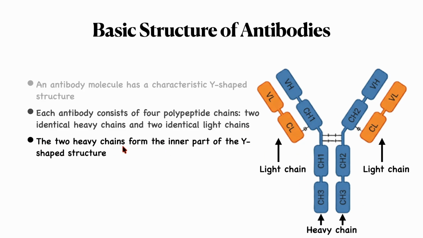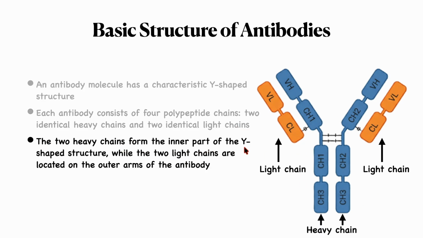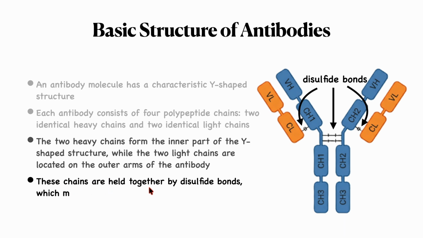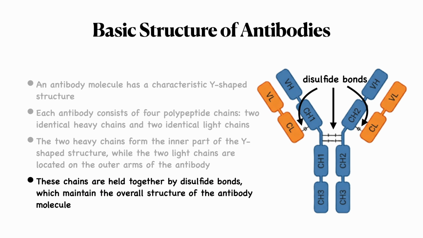The 2 heavy chains form the inner part of the Y-shaped structure, while 2 light chains are located on the outer arms of the antibody. These chains are held together by disulfide bonds, which maintain the overall structure of the antibody molecule.